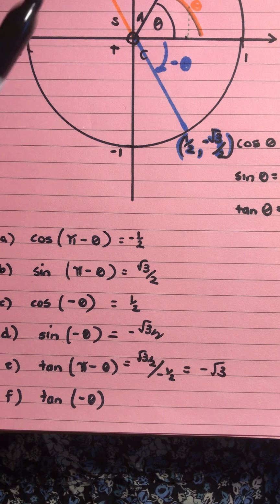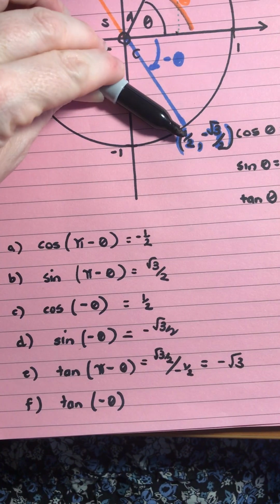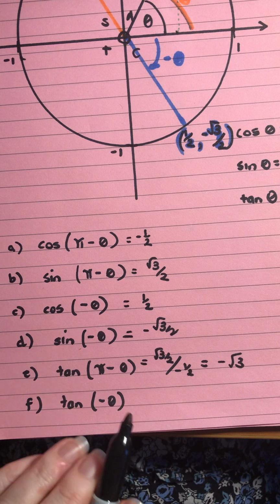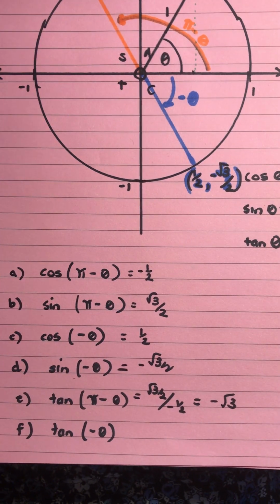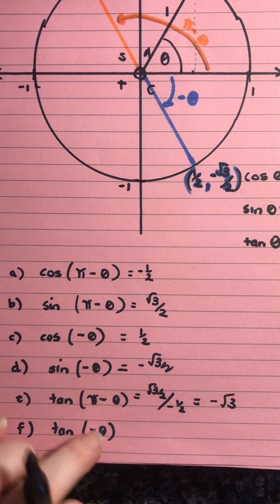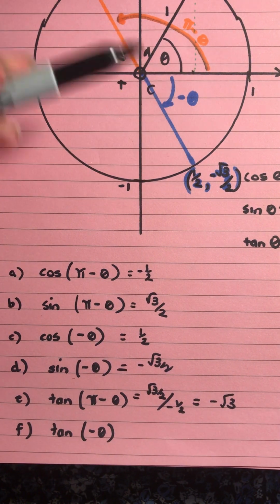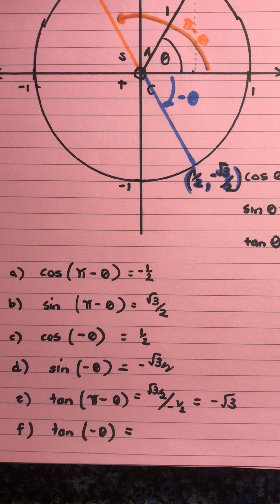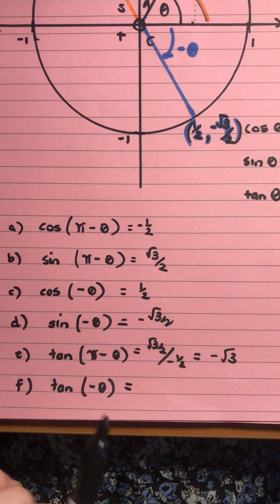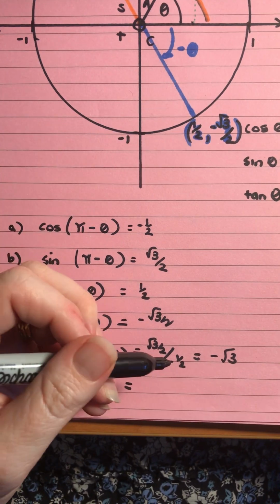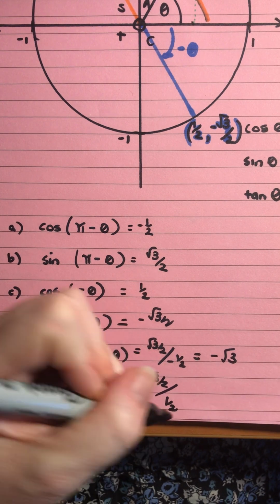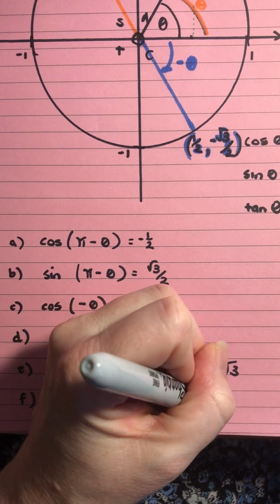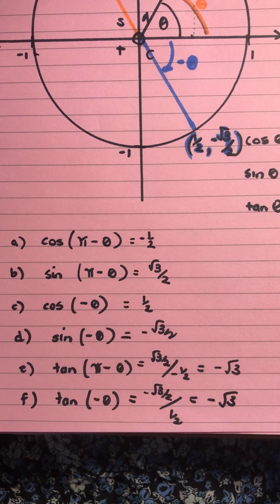And then for our negative theta, in that quadrant, for part E, we know that tan was going to be negative, so we expected a negative answer. Then when we've got it down here, we would be expecting a negative as well. So in this case, we've got our negative root 3 on 2 divided by positive a half this time. So that will come out to negative root 3 again as well.